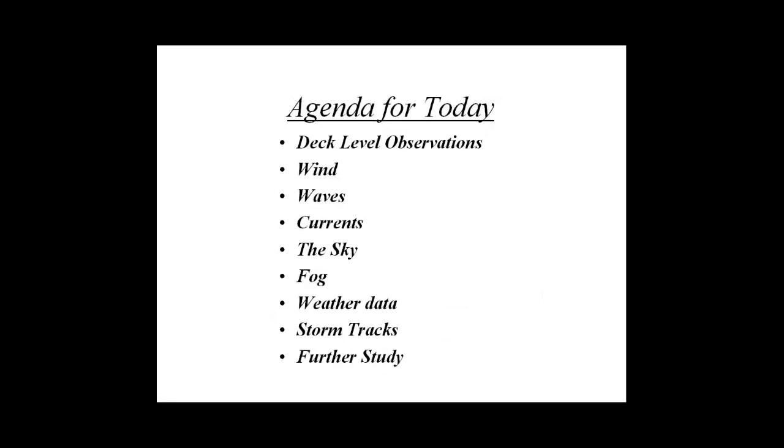The agenda that I'm going to use for today: you see deck level observations. I'll talk about the wind, the wave, the current, the sky, because that's where all the weather takes place. Fog, weather data, data sources that you have available to you. Storm tracks, and I'll just use the example of the U.S. East Coast for that. And then a few notes on further study that you can take with this.